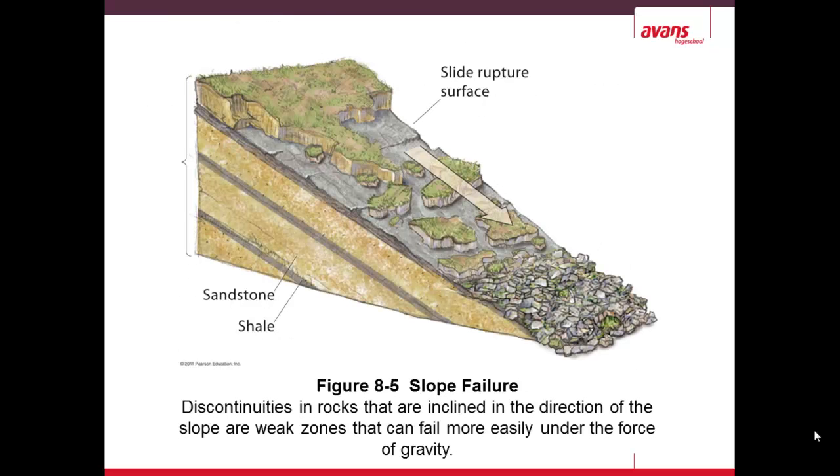In this picture, you see two different types of stone: the shale, being the gray, and the sandstone, the tan color. This boundary between these two different types creates a weak zone, and when certain weather conditions come about, it can easily let go and break.